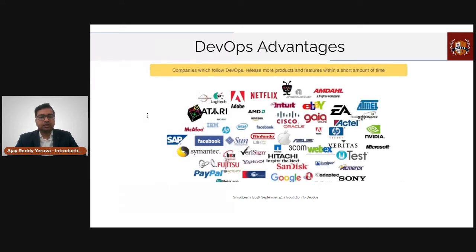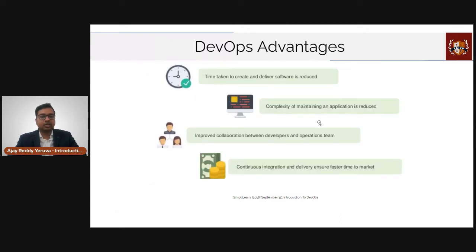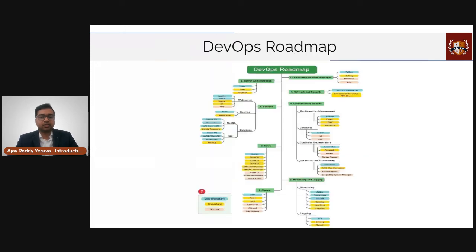DevOps advantages: companies which follow DevOps release more products and features within a short amount of time. Time taken to create and deliver software is reduced. Complexity of maintaining an application is reduced. Hence, improved collaboration between developers and operation systems is established. Continuous integration and delivery ensure faster time to the market.